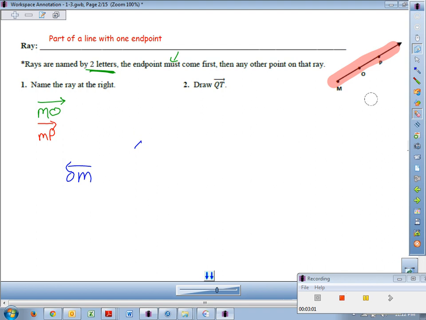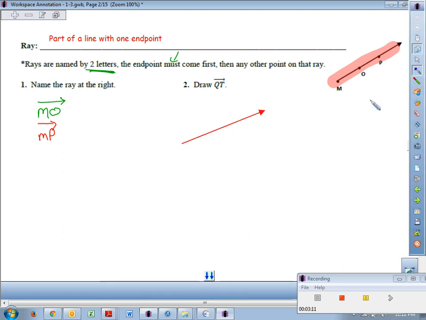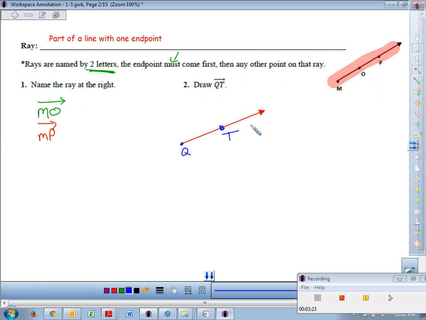Cool? Let's draw ray QT with a straight edge. So let's draw ray QT. Yep, it's a good looking ray. It's a cutie. There's my ray. Only one arrow on it, right? Which one's the endpoint of ray QT? Q, so that goes here. And T goes on that ray somewhere. There's ray QT right there. Good looking ray. We feel comfortable with a ray.